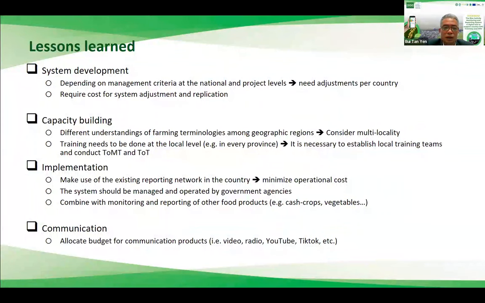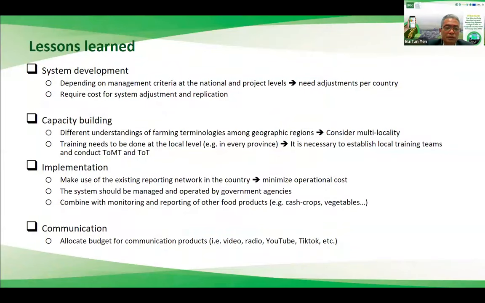What are the lessons learned from our work in Vietnam? The system development depends very much on the management criteria of the country and also projects. So it needs some assessment per country or project for the system. That is when it requires cost for system assessment and replication.